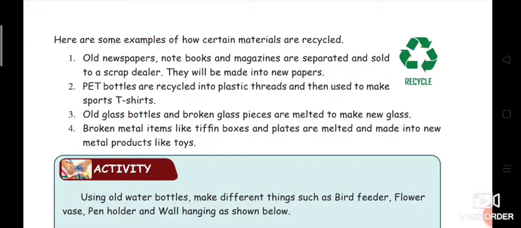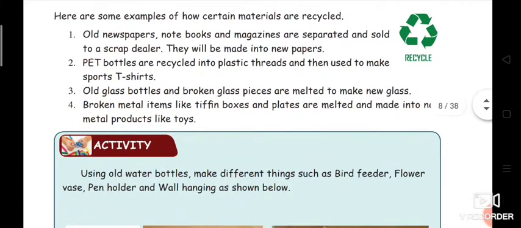Okay, so the second point, PET bottles are recycled into plastic threads and then used to make sports t-shirts. So from bottles we are able to get plastic threads and sports t-shirts. Okay, old glass bottles and broken glass pieces are melted to make new glass. See, here old glass bottles and broken glass pieces are melted and it can be created into a new glass.